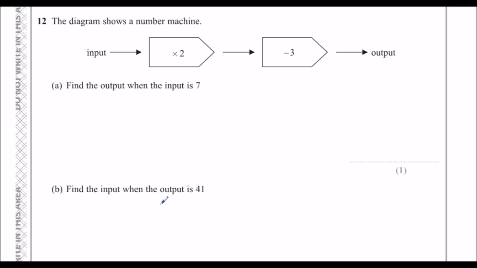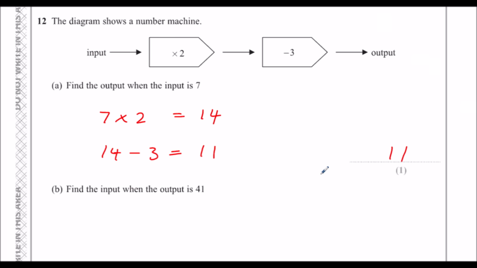Question 12. The diagram shows a number machine. Find the output when the input is 7. So we put the input in, we multiply it by 2, then subtract 3, and then we get the output. So if we're putting 7 in, we're going to multiply it by 2, which gives us 14. Then we're going to take away 3, and that gives us 11. So the output is 11.